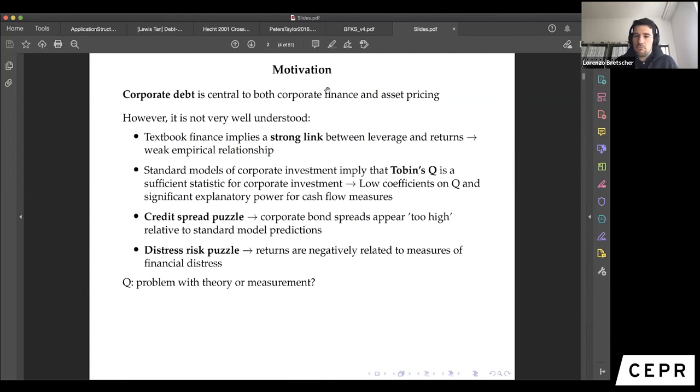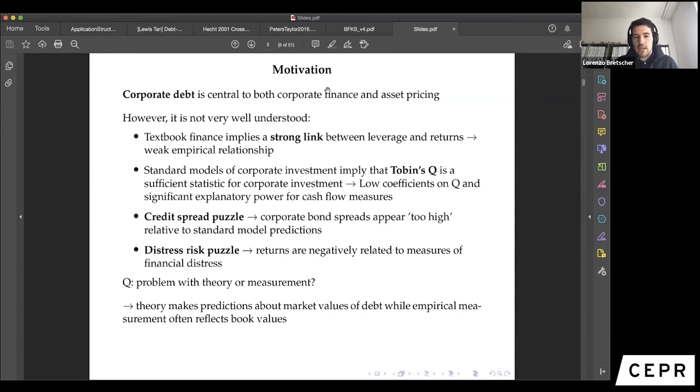Should we improve on the theory we write down, or is it related to measurement? And what do I mean by measurement? The theory most often makes predictions about market values of debt, while our empirical measurement often reflects book values of debt, okay? And this paper tries exactly to fill this gap and enhance the measurement of corporate debt by using market values rather than relying on book values as is routinely done in the finance literature.